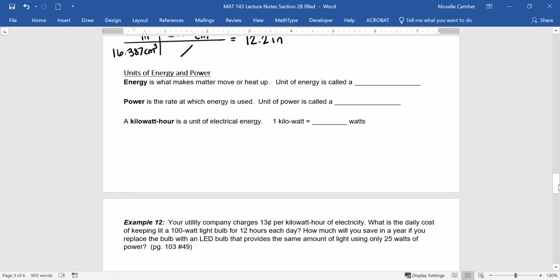Okay, so let's say we are looking at energy and power. Let's look at the units that are mostly used for that. So energy is what makes matter move, or what makes them heat up. So for units of energy, we're going to use, it's called a joule.